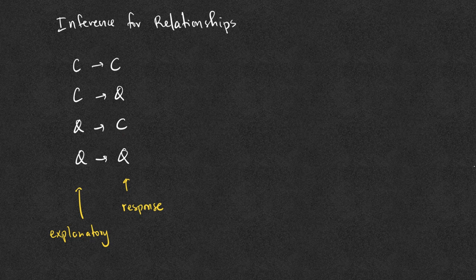In this case, the role will be either explanatory or response variable, and the type will be either categorical or quantitative variables. For inference for a relationship, we will first consider the case C to Q, where the explanatory variable is categorical and the response variable is quantitative. Let's consider one specific example. Suppose we want to know if there is a relationship between graduation level and income.